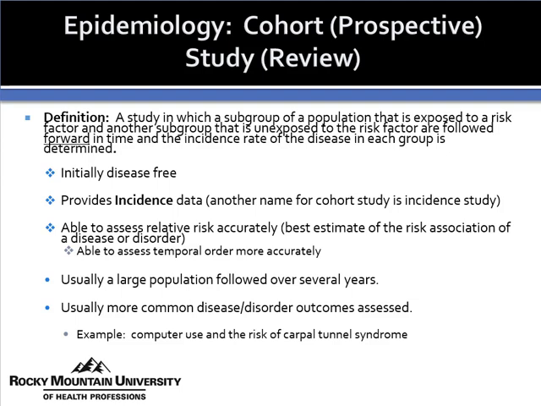This type of study provides incidence data. You're able to assess the relative risk accurately. So this is the best estimate of the risk association of a disease or disorder. You're able to assess the temporal order more accurately. Usually a large population is followed over several years. Now, that would be necessary for most cases looking at a disease.